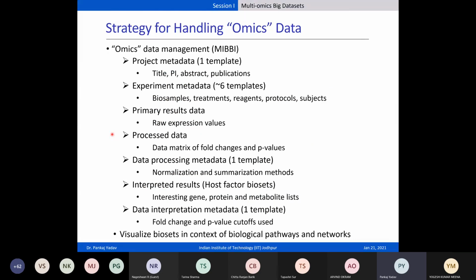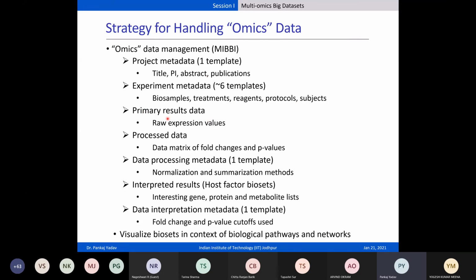So as I was saying, you need to have a good strategy to handle this kind of big data. So you need to have good data management, and under this you can have good project metadata. You need to have proper, clear metadata to describe your data. And then you need to have metadata also on the experiment: how the biosamples were collected, how the treatments were used, how many reagents were used, what the different protocols are, and what different subjects are available, right?